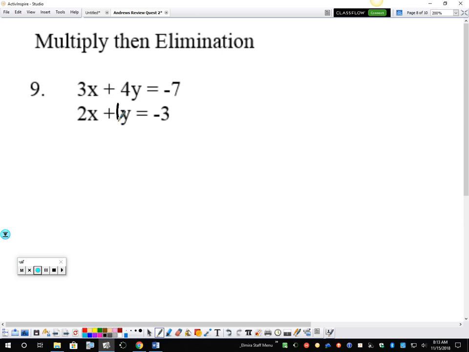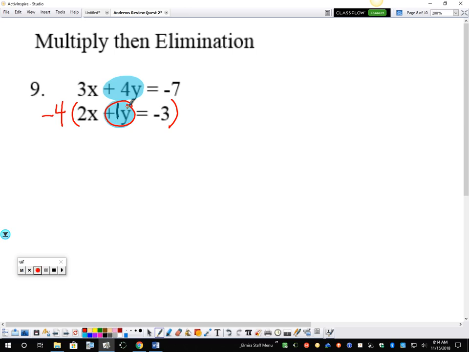Now, personally, I would pick to work with the y's because this is a 1y. I can multiply a 1 by anything I want to. So that's easy. If I have a positive 4y here, what I want the 1y to be is a negative 4y. So I will multiply the second equation by negative 4 because that will give me a negative 4y in that position, which is what I want.